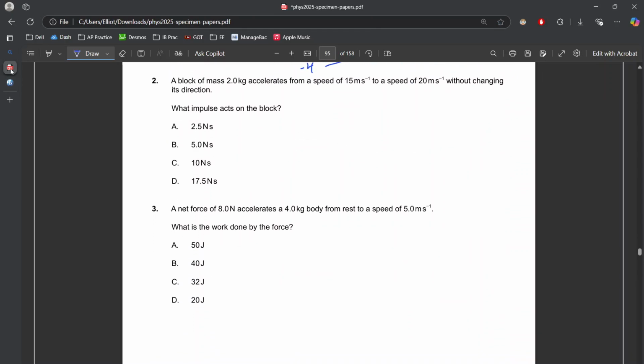Anyways, moving on. A mass of 2 kilograms accelerates from a speed of 15 meters per second to a speed of 20 meters per second without changing its direction. That just means that these speeds, you can treat them like velocities because they're in the same direction. What is the impulse? Okay, if you look at your data booklet, impulse is defined as force times a change in time. And a force, you should know, is defined as a change in momentum over a change in time, which means that your J is actually just a change in momentum. This is the actual definition of impulse, but you can also look at it like this. Those are the same things.